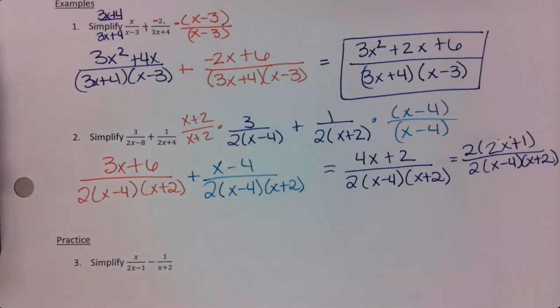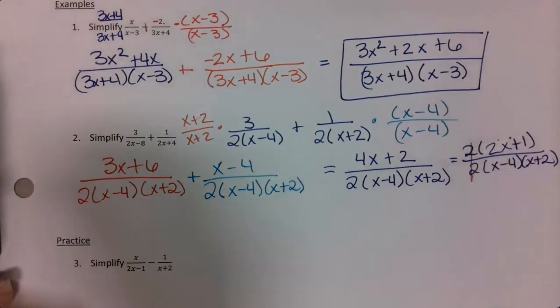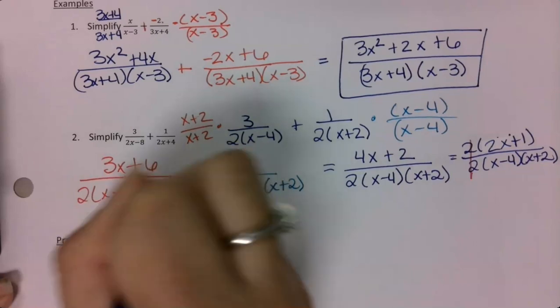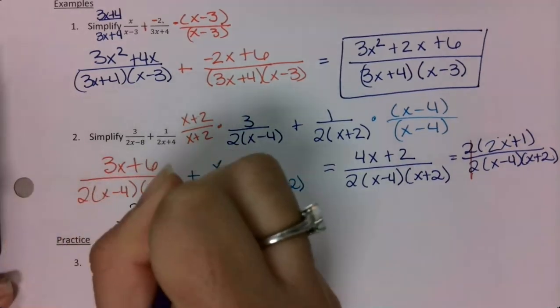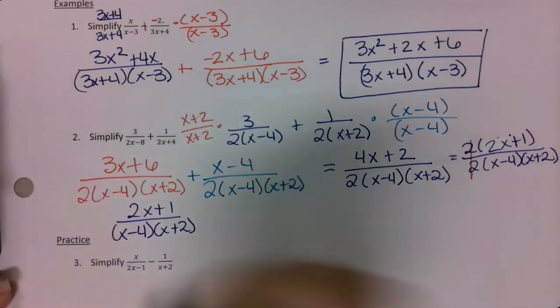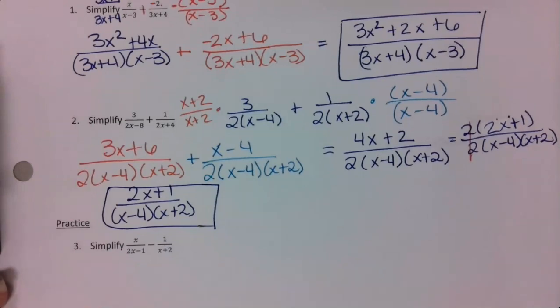Can I cancel anything out? The 2 2's. So I am just left with 2x plus 1 over x minus 4, x plus 2. And I don't have to write a domain restriction here because I didn't cancel out anything with an x. So if it's just numbers that I'm canceling out, I don't have to write a domain restriction.